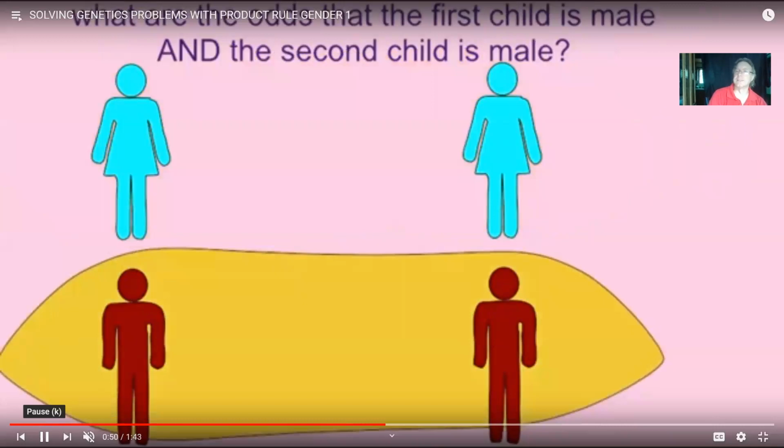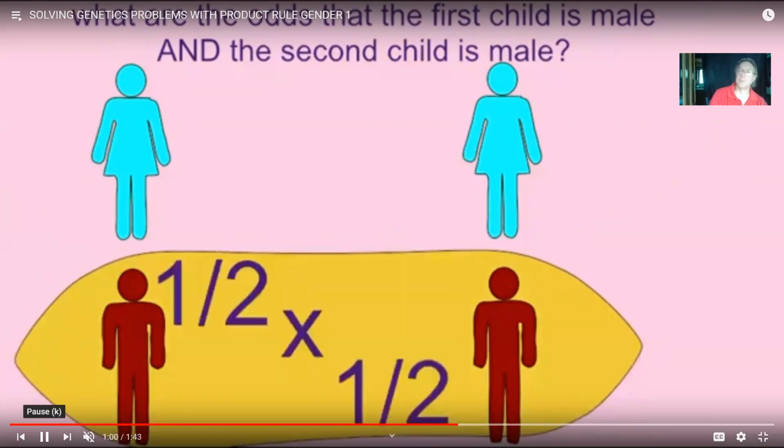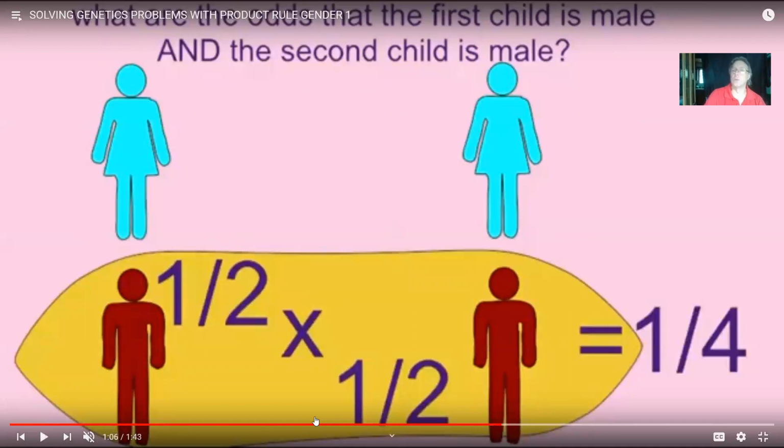What are the odds of having 2 sons? Well, if the odds that the first child is male and the second child is male, then you would multiply 1/2 times 1/2 and get 1/4. So if you survey families that have 2 children, a quarter of them will have two sons on average.